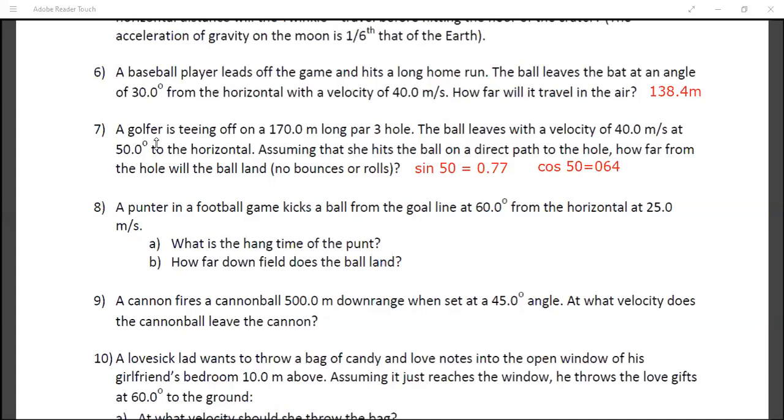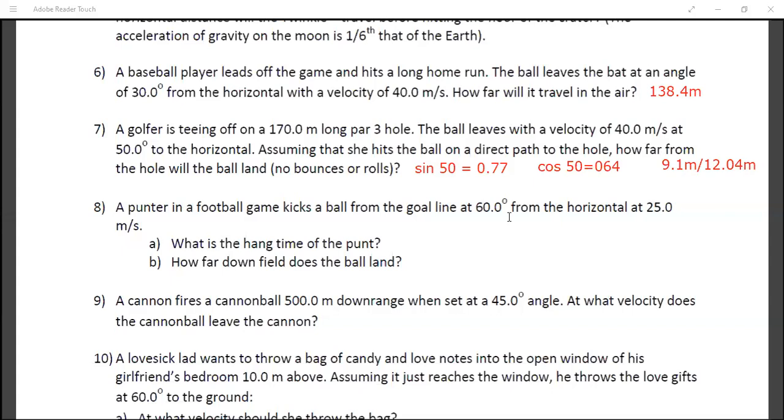The answer you'll get for the 7th one, if you're taking 9.8, will be something around 9.1 meter. And if you take 10, the answer will be something around 12.04 meter. So both the answers are acceptable. Okay, I'm moving to the 8th question.